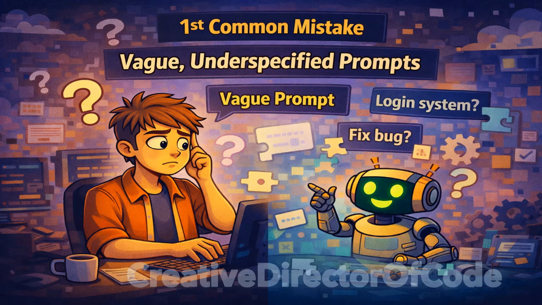The first mistake is asking vague or underspecified prompts. Things like, build me a login system or fix this bug, with no additional context. It's natural. When you work with a human teammate, they ask clarifying questions and fill in the gaps using shared context. So you expect the AI to do the same.